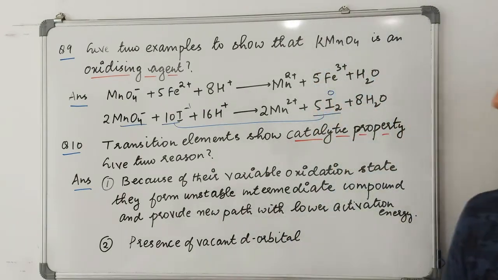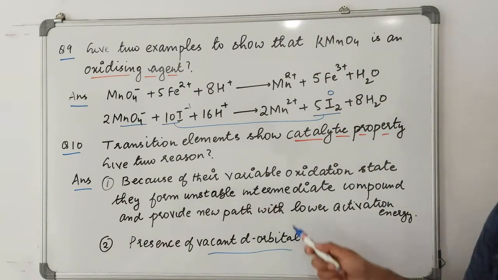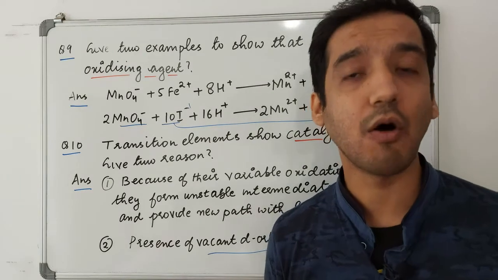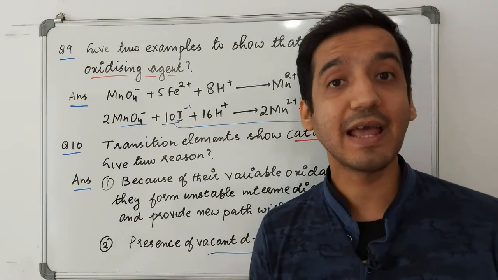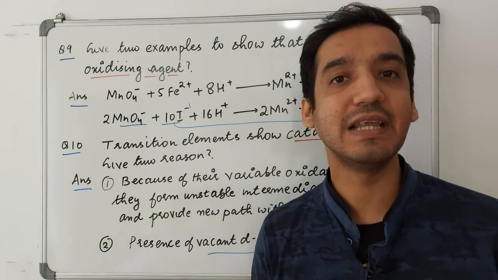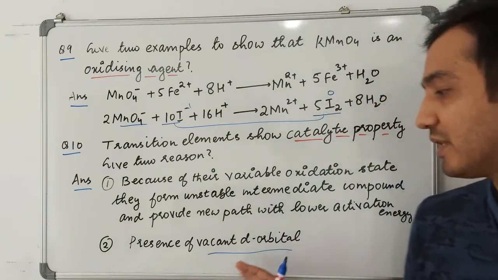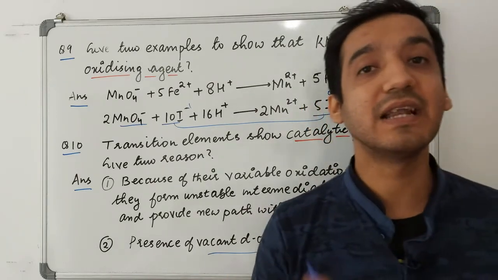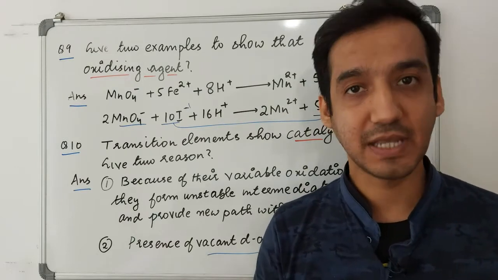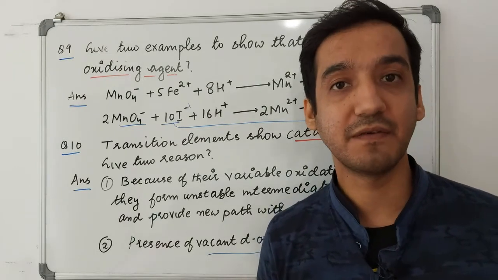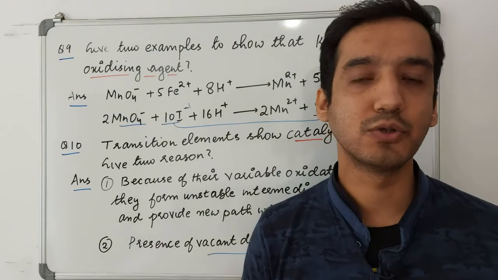Next, because of the presence of vacant d orbitals. Because of the presence of vacant d orbitals of the transition elements, what can happen? The substrate can get easily attached because of bond formation in the d orbital. As a result, it will increase the surface area. Because of the increase of surface area, catalytic property also increases.